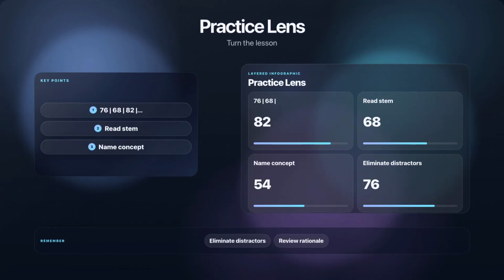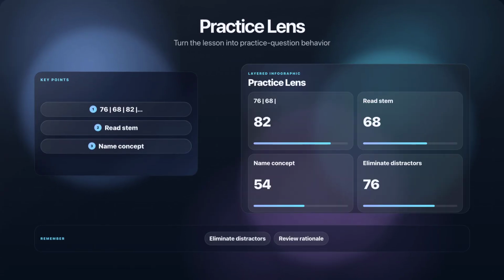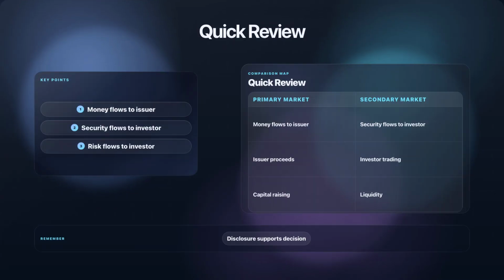In practice questions, do not only ask whether you got the answer right. Ask why the correct answer is correct and why the other choices are wrong. That is how you turn money flow from passive knowledge into exam-ready understanding. Quick review. You should be able to define the topic, identify the parties involved, explain why it matters, and recognize the common trap. If you can do those 4 things, you are studying in the way the SIE actually tests.